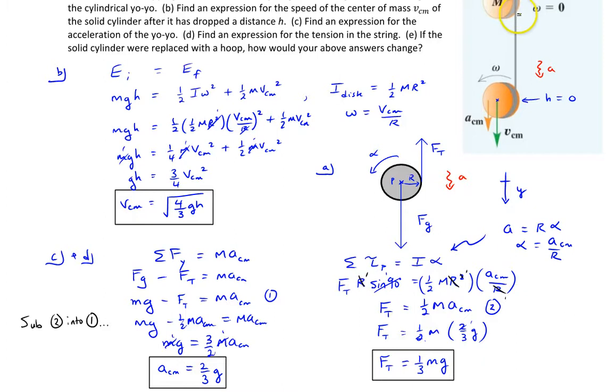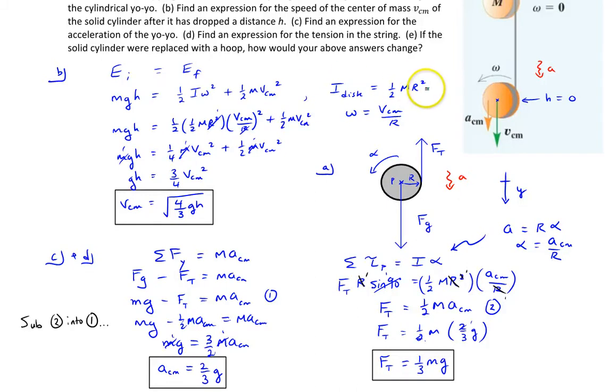So when you let go of the yo-yo, you're going to have it falling downwards, but it's not going to be accelerating as quickly as if it were just simply dropped. And the tension is going to be 1/3 of the weight of the yo-yo. Now, what would happen if you changed this whole problem and just did a hoop instead? How would that change? Without redoing the entire solution, I'm just going to substitute in here to show you how the answers would change.